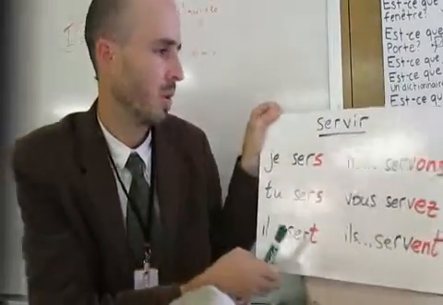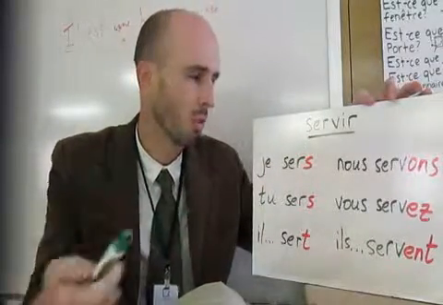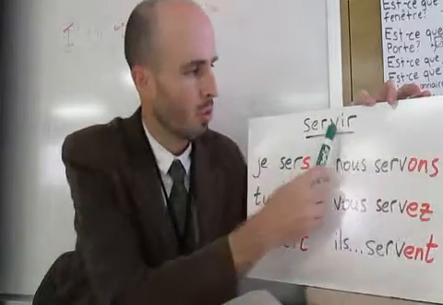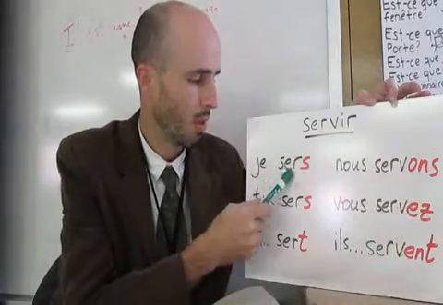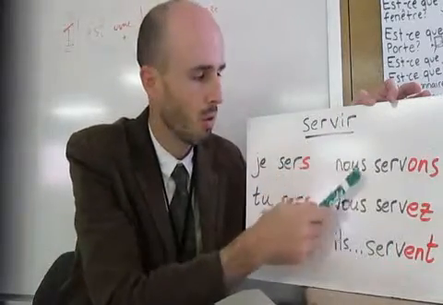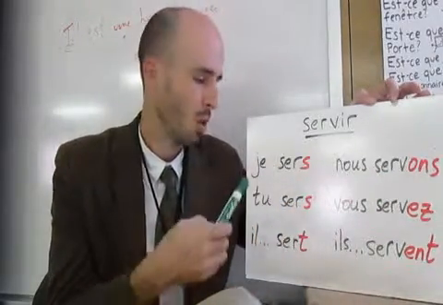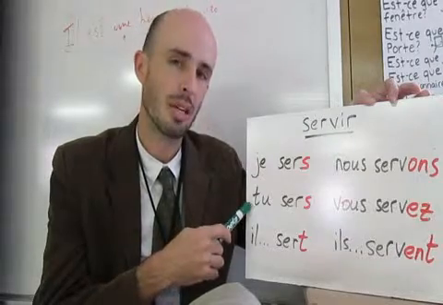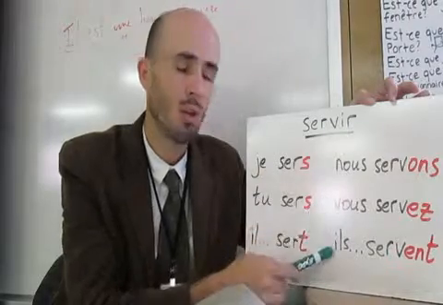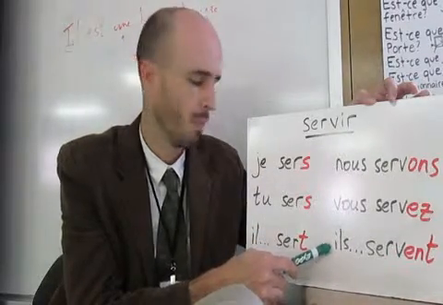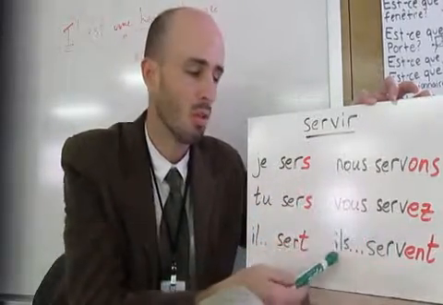Another example: servir, to serve something, for example, to somebody. Again, drop off the last three letters to get your singular stem, S-E-R. Drop off the IR to get the plural stem, S-E-R-V. So you have je sers, tu sers, il sert, nous servons, vous servez, ils servent.